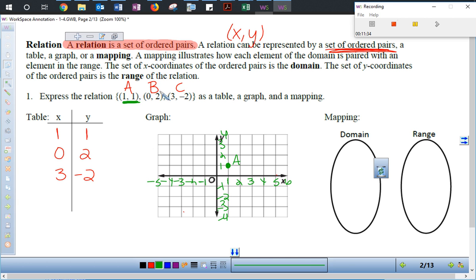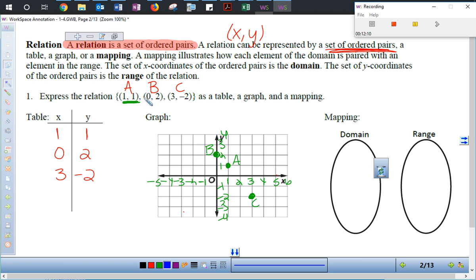Okay? Now point B, 0, 2. So that's 0 on the x-axis. So here's the x-axis, here's 0. And then 2 on the y-axis, this guy right here. Put a point, label it B. And then point C, 3, -2. So 3 on the x-axis, -2 on the y-axis. Put a point, call it C.